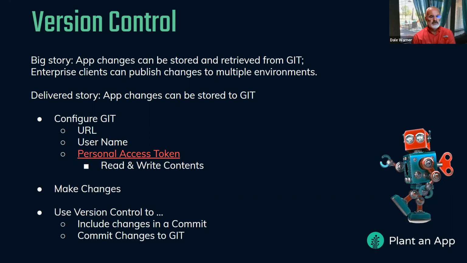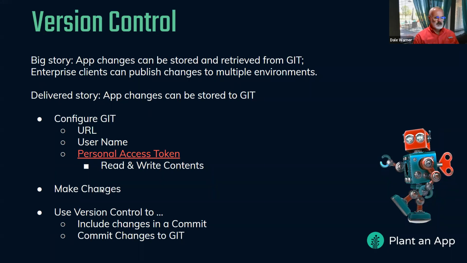So the overview of that is that you have to configure Git. You have to have a Git repository, and then you can get the information from Git: the URL, the username, and the personal access token that has at least the ability to read and write contents from Git. You make changes to your application once Git is configured, or version control is configured. And then the new version control option can be used to push those changes to Git.